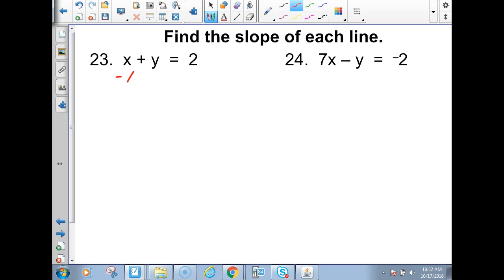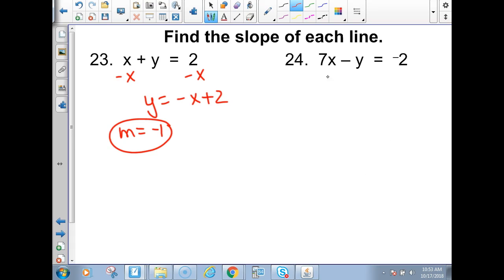Okay, 23, just subtract x. Oh my gosh, this is easier than the last one. So y equals -x plus 2. So m is -1. Kind of went quick on that one. Next one, I'll go a little slower.